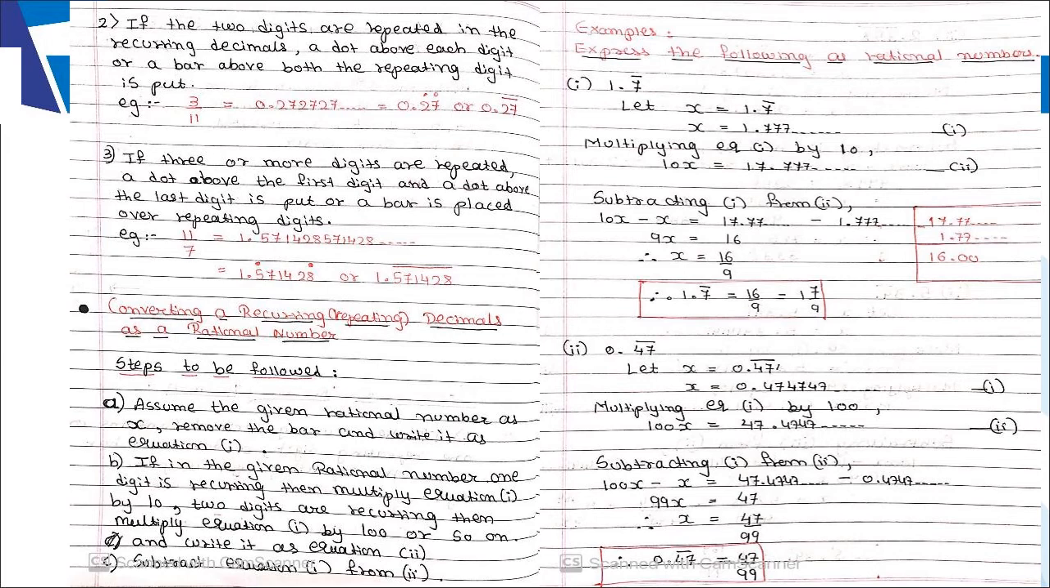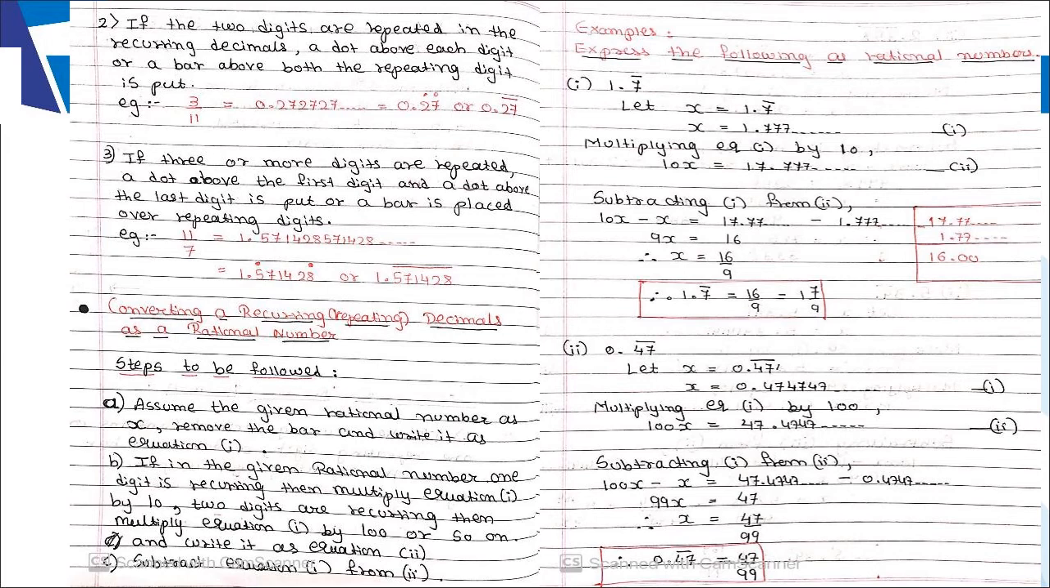Why 1 from 2? Because equation 2 will always be greater than 1. So we will subtract the smaller one from the bigger one. Left side minus left side, right side minus right side. Simplify and get the answer. I will also explain the second example. The second example is 0.47 bar.